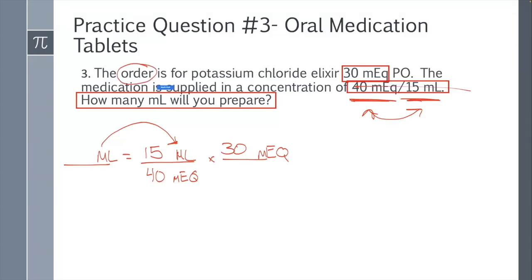The order is for potassium chloride elixir, 30 milliequivalents PO. That means my doctor's order is always 1 dose. I didn't have the word dose over here. Okay. Put it in parentheses because I know it's understood. That's what I'm solving for. This order is asking me how many milliliters am I going to give to this patient? Well, that's their dose. Okay. My order is asking me for my doctor's orders for 1 dose. So 30 milliequivalents, that's 1 dose.